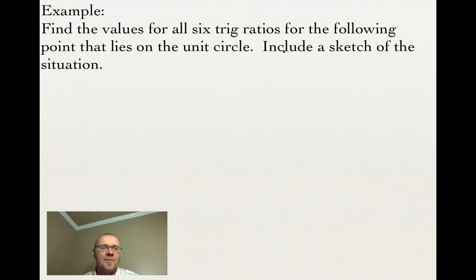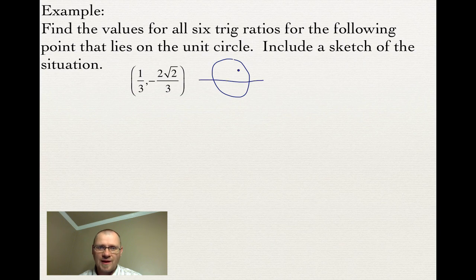All right, so the example. Find the values for all 6 trig ratios for the following point that lies on the unit circle. Include a sketch of the situation. So the point in question is (1/3, -2√2/3). So where that lies is in the fourth quadrant. Here's our unit circle. We have a positive x value but a negative y value. That puts it somewhere down here.